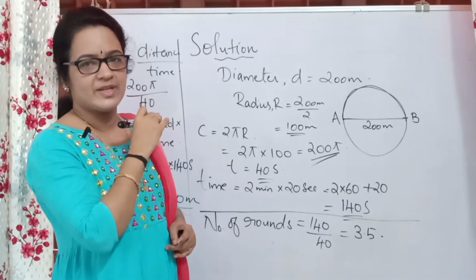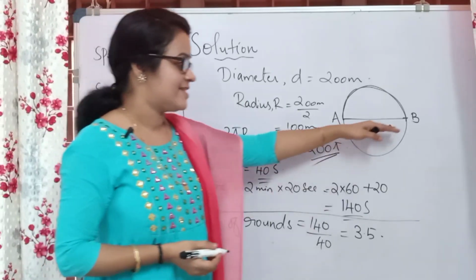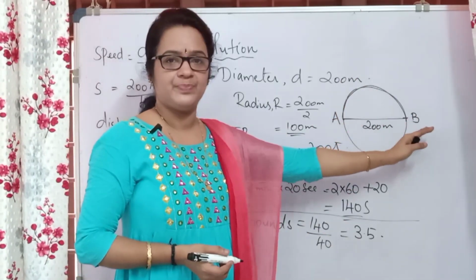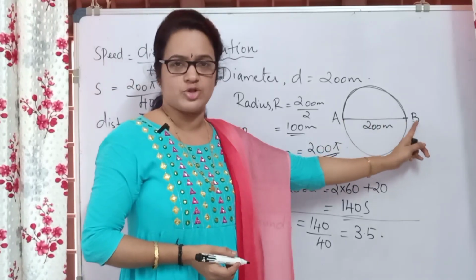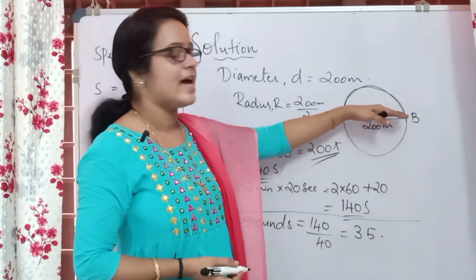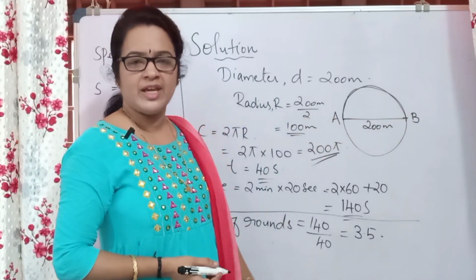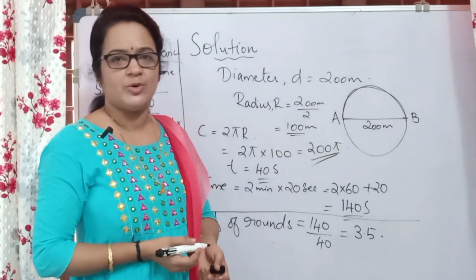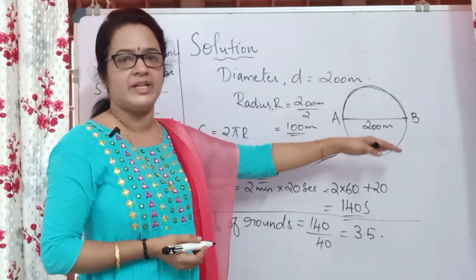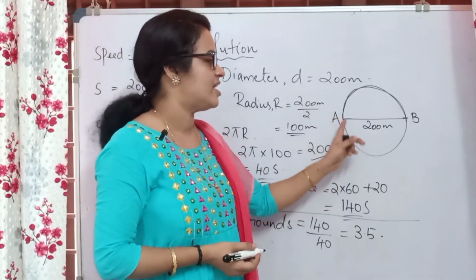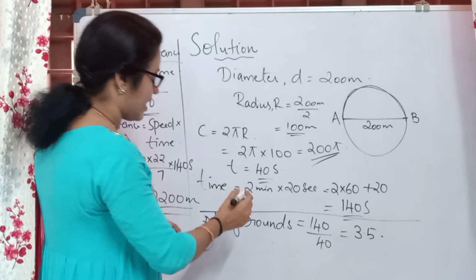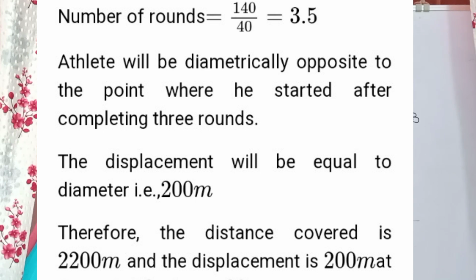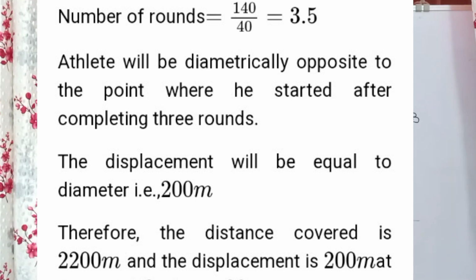Now how can we find the displacement? Displacement is the shortest distance between initial and final positions, right? So what is the shortest distance here? This is the straight line distance. So this is the diameter of the circle. We can write the diameter as the displacement. The displacement is 200 meters because that is the shortest distance between the initial and final position. So displacement is equal to 200 meters.